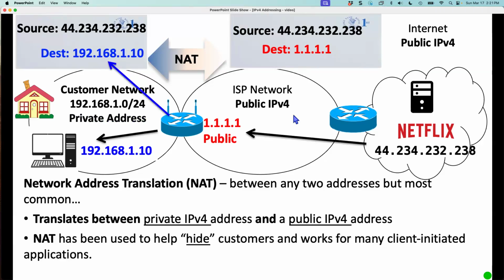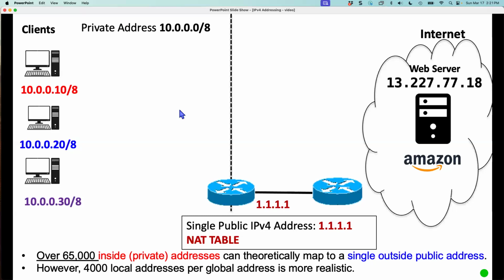Okay, now this does hide your device, but it is not considered security. We kind of sometimes think it is. I won't get into that here, but NAT is not a security feature itself. Okay, but let's take a look here.